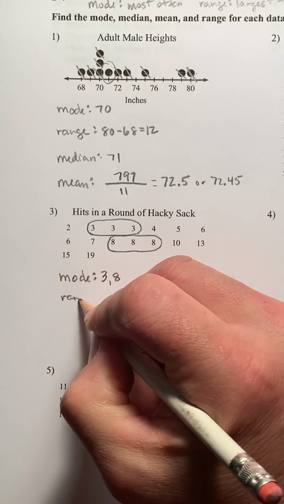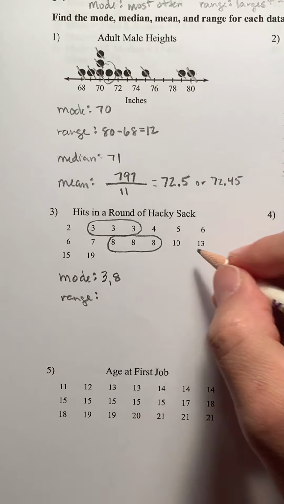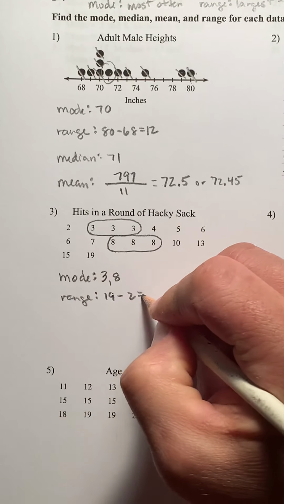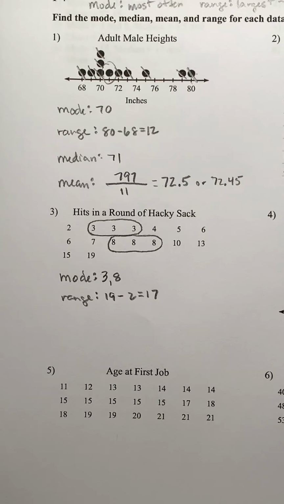The range in this case, the range is largest minus the smallest. That means we're going 19 minus 2. So our answer is 17.